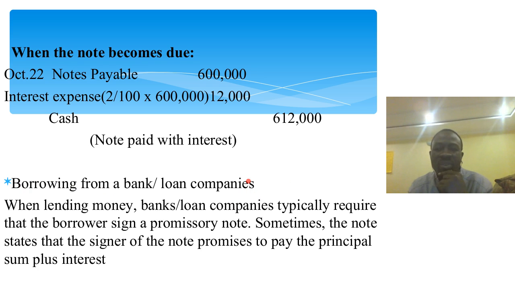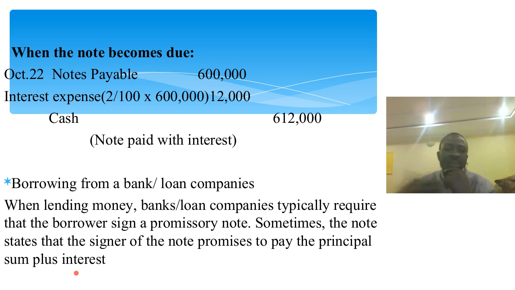Now, the other item is borrowing from a bank or loan companies. When lending money, banks or loan companies typically require that a borrower sign a promissory note. Sometimes the note states that the signer of the note promises to pay the principal plus interest.